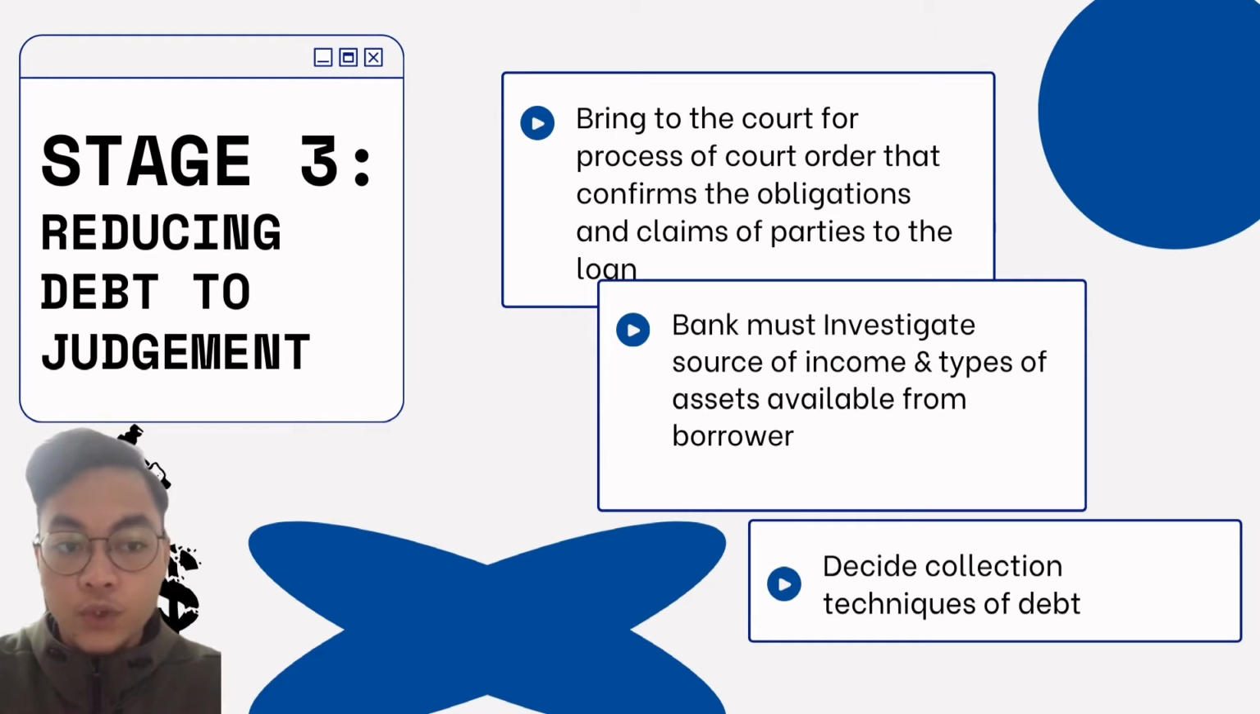Next, we will move to the next stage, which is reducing debt to judgment. Basically, at this stage you can take action on the problem loan borrower to pay off the debts. You can bring the case to the courts for a process of court order that confirms the obligation and claims of the parties to the loan. The bank must investigate the borrower's source of income and the type of assets available. At the end, the court can decide the collection technique of the debt.